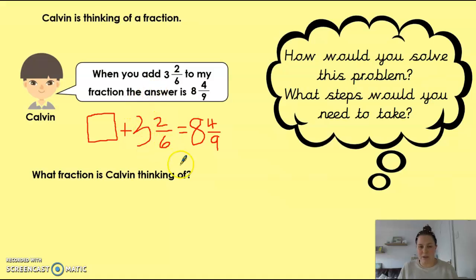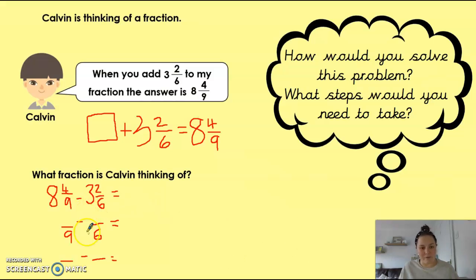Something add 3 2/6 equals 8 4/9. How am I going to work that out? Like any missing number problem, I'm going to do the inverse. So this number is missing, therefore I need to do the inverse and do take away: 8 4/9 take away 3 2/6.